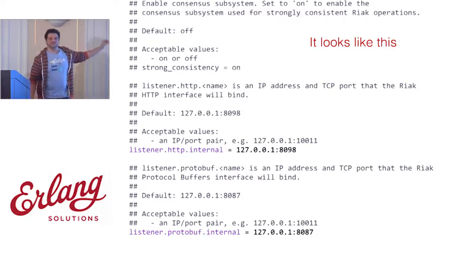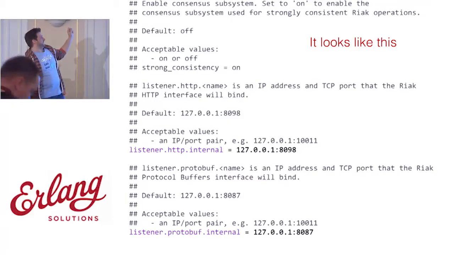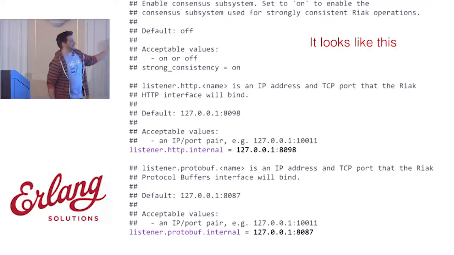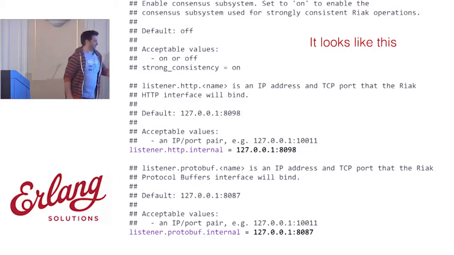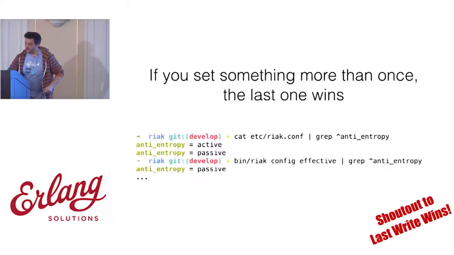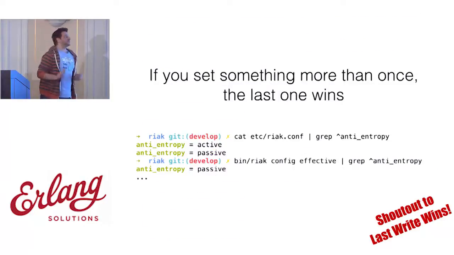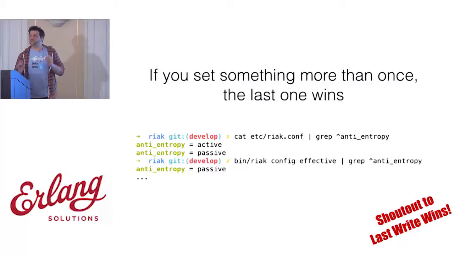Documentation of your configuration, what people are doing. When you open up this default config file for Riak, what you end up with is settings that you understand what they're doing because they kind of tell you. So on this slide, we've got two actual settings in all these comments. So these two down here, and it's just key equals value. If you set something more than once, the last one wins.